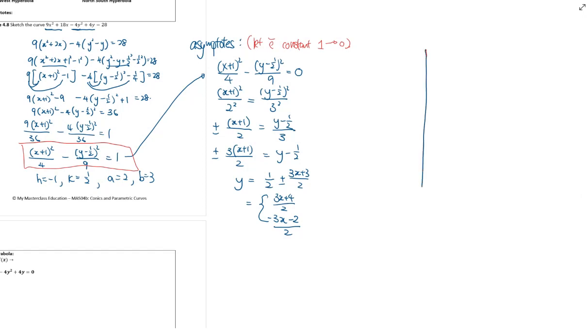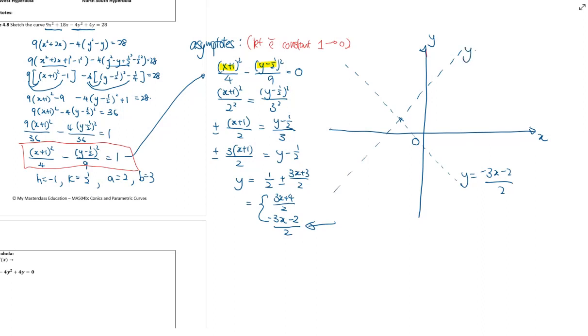Okay, use a ruler and a pencil to draw the axis y, x, 0. I know that the asymptotes will intersect at -1 comma half. So -1 comma half will be somewhere right here. Use your ruler and draw a downward asymptote. That will be y equals to -3x minus 2 over 2. Comes from here. Okay, and then the upward asymptote. That will be y equals to 3x plus 4 over 2.